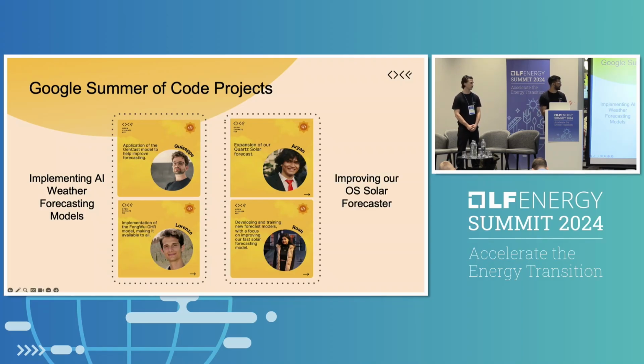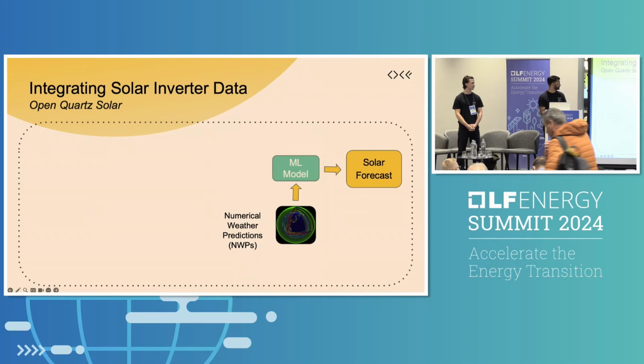The other flavor that we have was improving our open source solar forecaster. So Arjen did a great project in integrating live PV data that someone might have access to at home. We'll be going into a bit more detail about that and what that means. And Roche did great work trying to, again, find more model architectures and test them out, experiment, and improve our overall forecasting on the actual machine learning side, doing a deep dive into that.